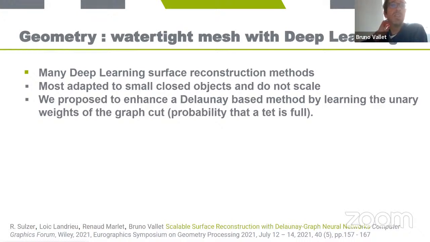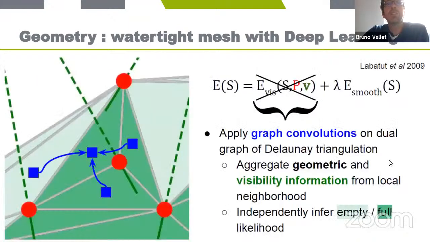So what we did with one of my PhD students called Raphael Sulzer, we tried to adapt a Delaunay-based method like the one that we've shown before, and just use the deep learning to learn the unary weights, so somehow to learn the probability that the tetrahedron is full.